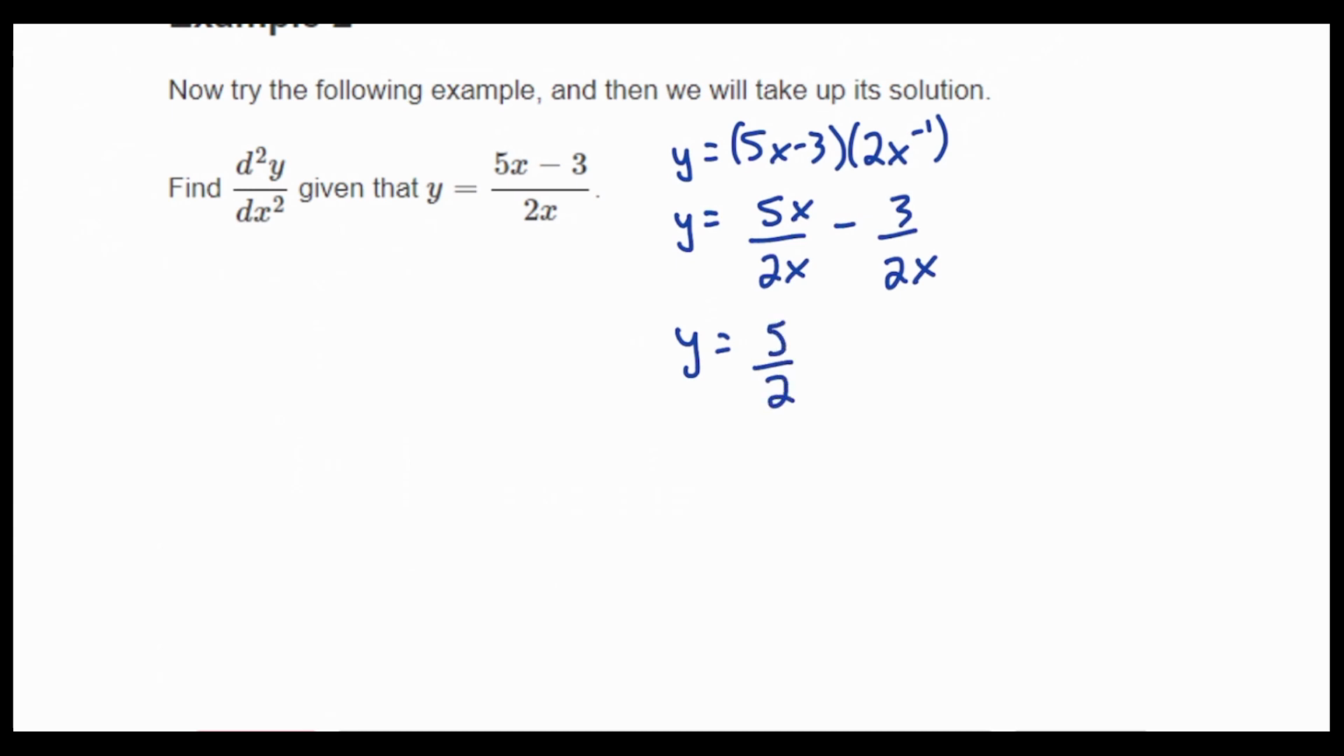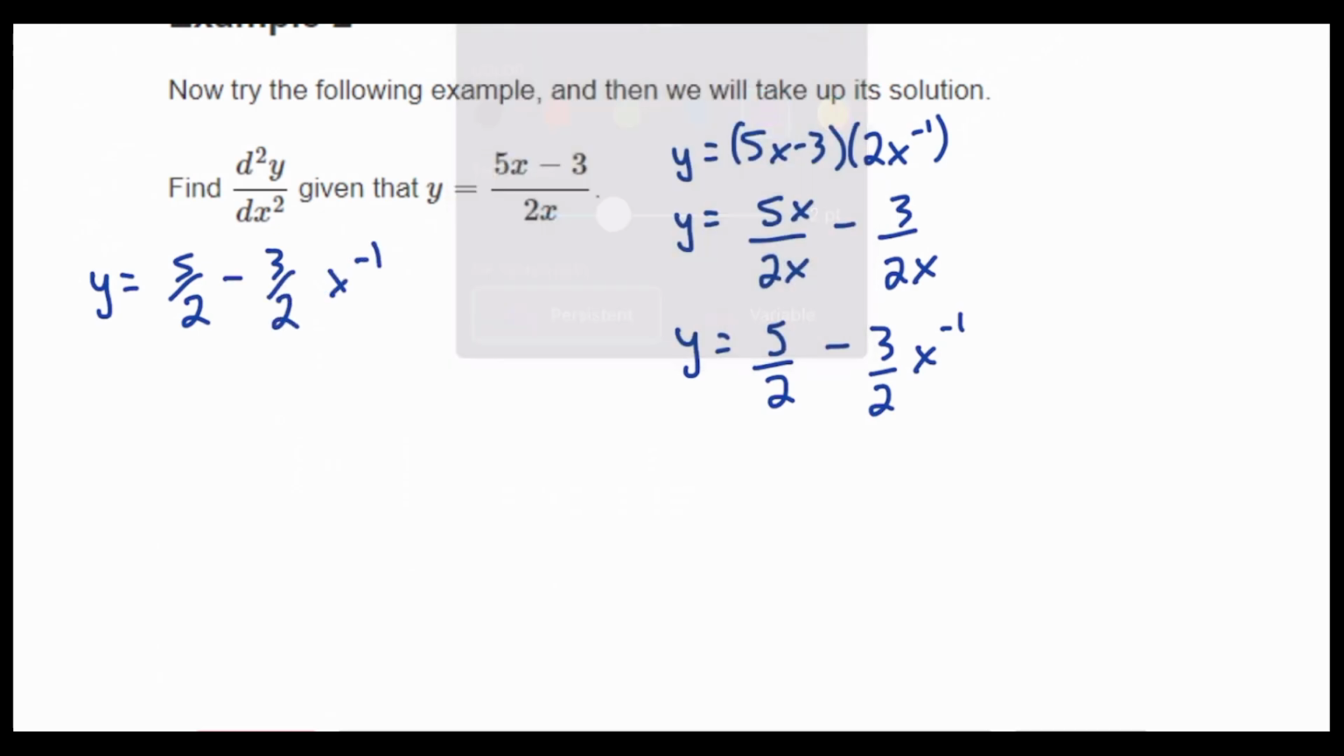The x's cancel out, minus 3 over 2 times x to the negative 1. And now we can just evaluate this using our power rule or our constant multiple rules. So let's go ahead and find our first derivative. I'm going to rewrite this off to the side here, and then we'll go ahead. So y equals 5 over 2 minus 3 over 2 x to the negative 1. Let's find our first derivative, y prime.